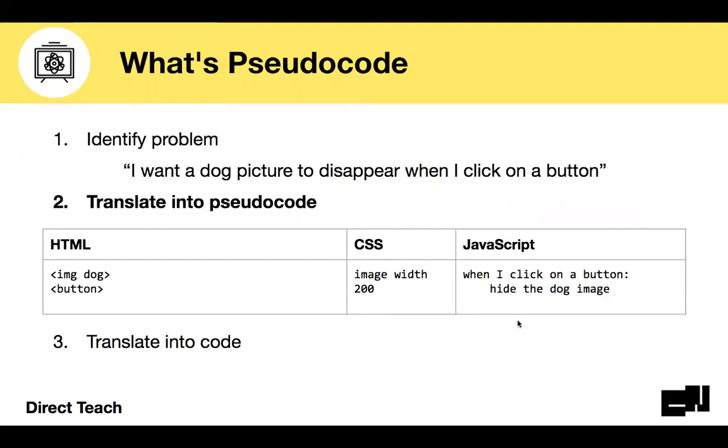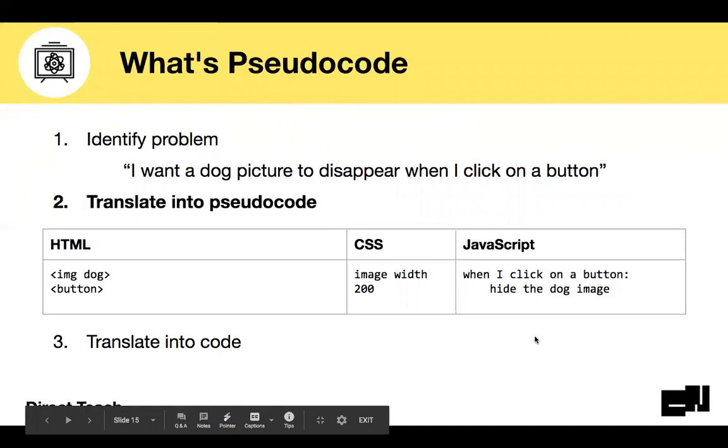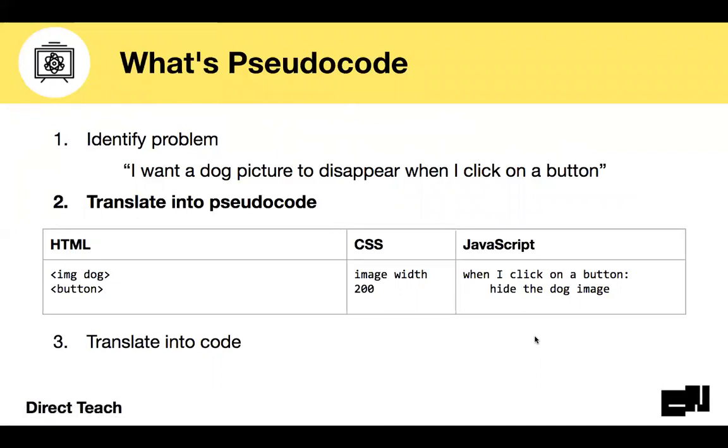And then the JavaScript, here's the money here. I would just write out in plain English what it is that I want to happen. And that is when I click on a button, hide the dog image.